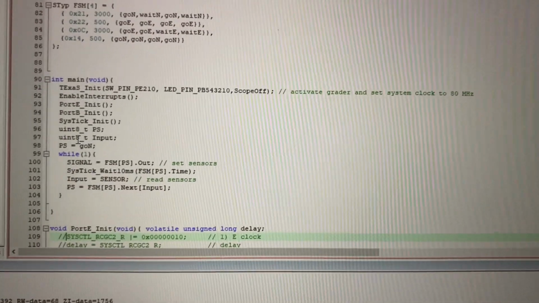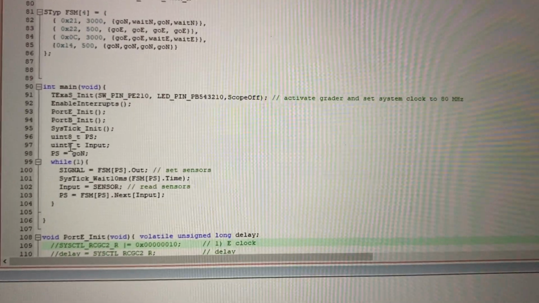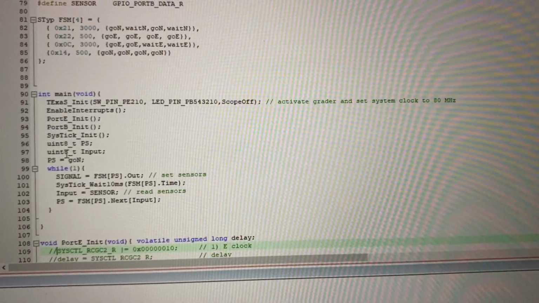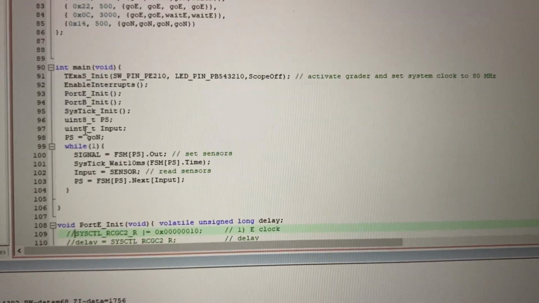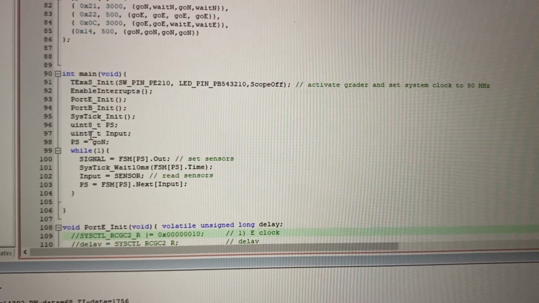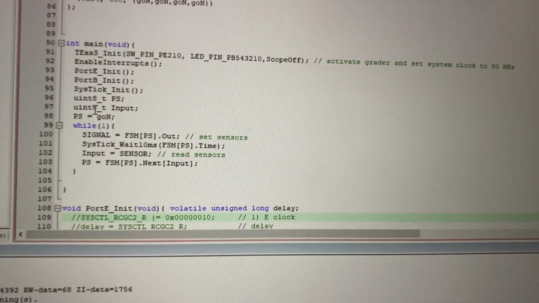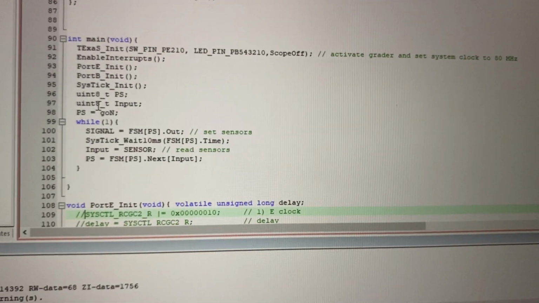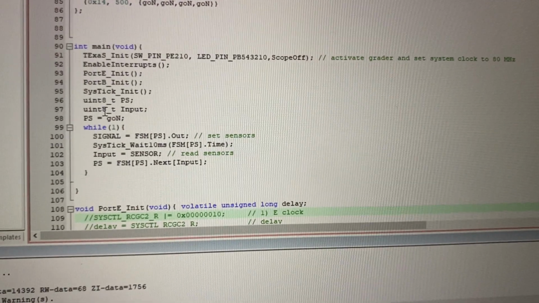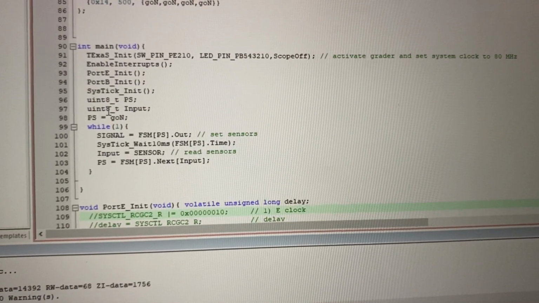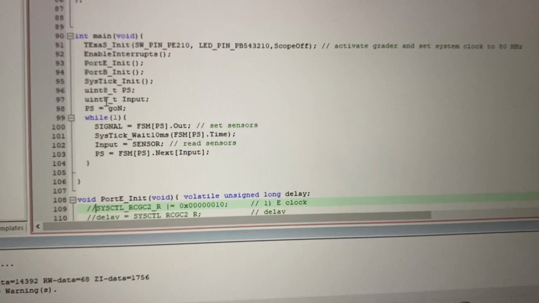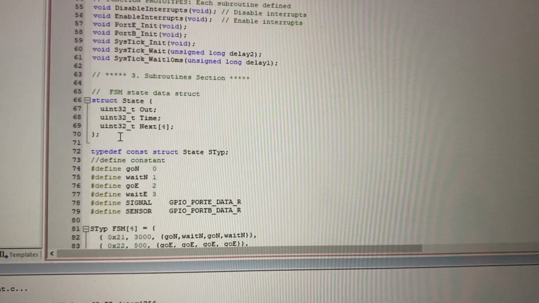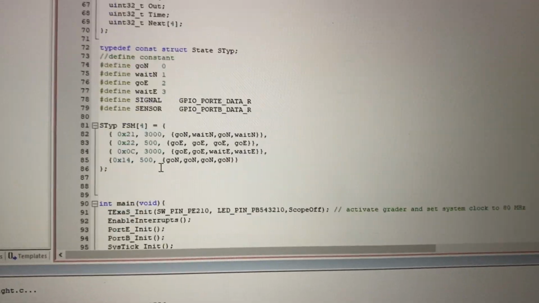Then we also have the main function here. So first we initialize using the Texas, and this activates the grader and sets the system clock to 80 megahertz. We enable interrupts and initialize both port E, port B, and the system clock. But also we create values present, PS, and input. PS representing the present state, and the input representing the input we received from the switches. So as you can see here, we also set the present state to go N, which is the first state, which is 0, as it should be.